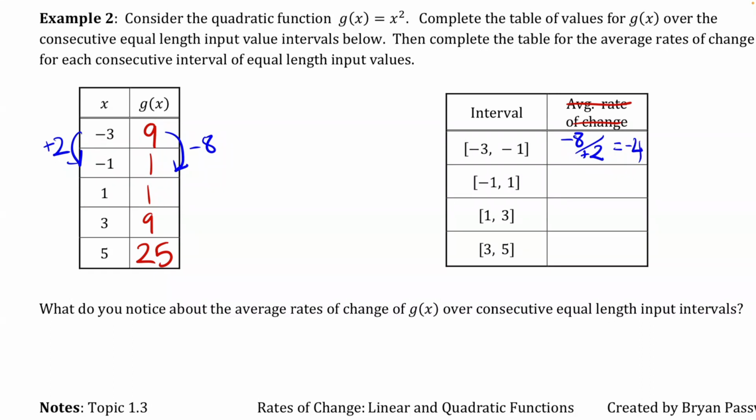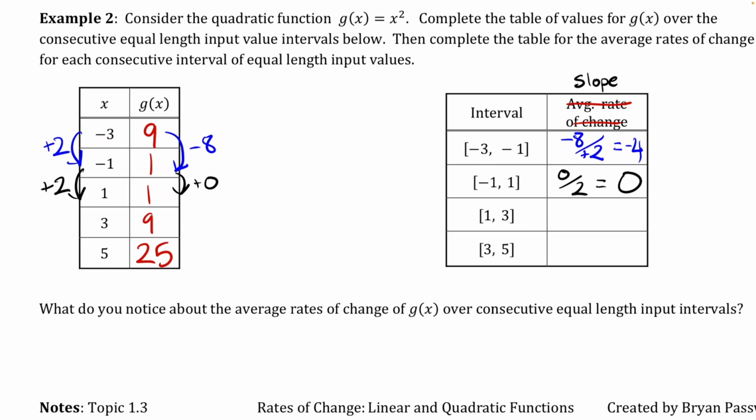What about between -1 and 1? How do I get from 1 to 1? You don't do anything, and from -1 to 1, I add 2. So it'll be 0 over 2, which is just 0. Right now you can already tell that's clearly not linear, because these are different slopes. Cross off average rates of change and change that to the word slope.